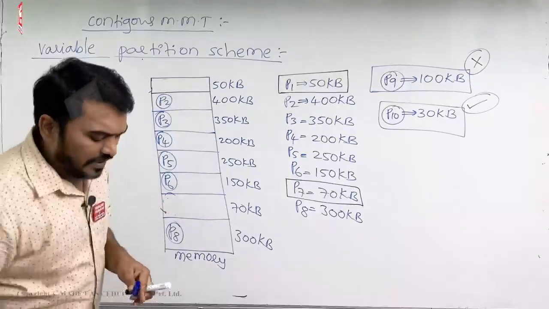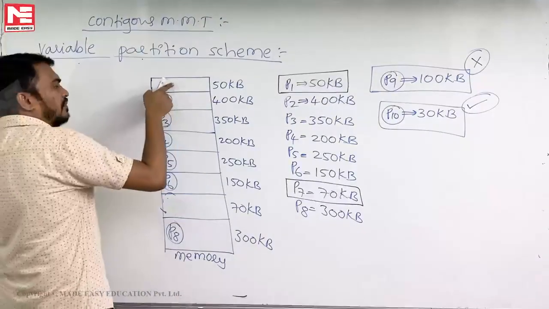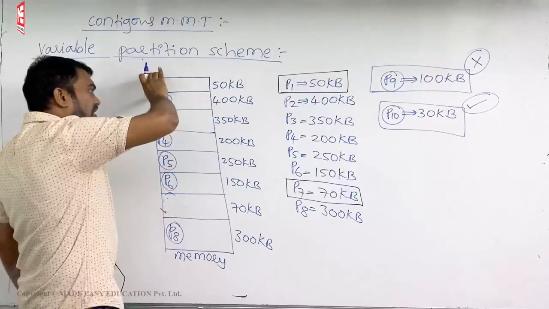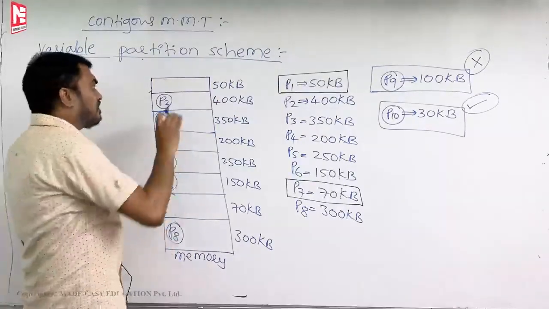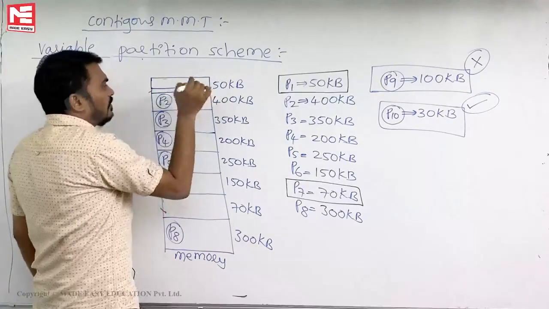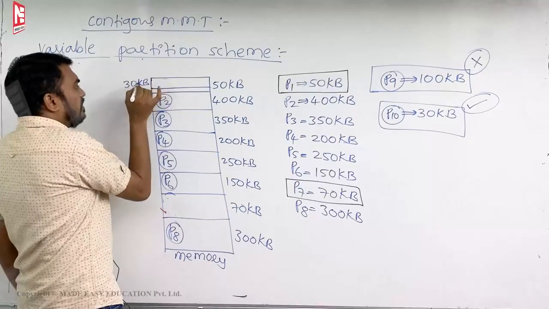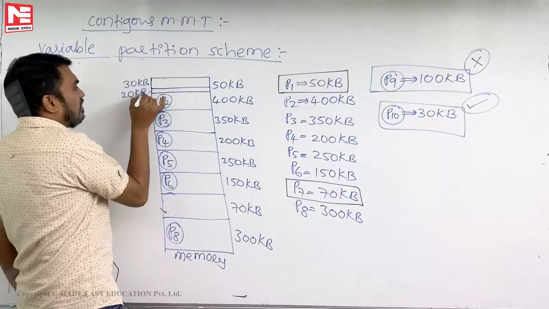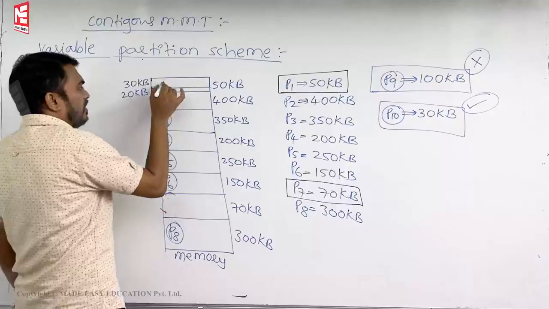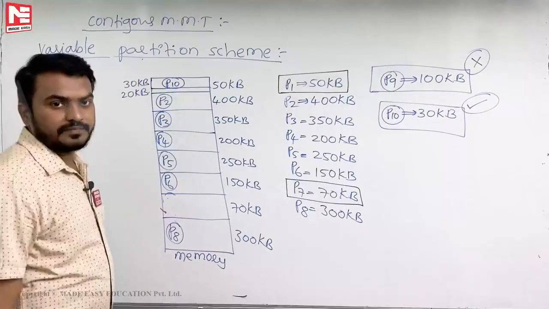Now remember, for example, I am accommodating here. यहाँ पे accommodate कर रहा हूँ. Now if I accommodate P10 here, then this 50 KB partition is divided into two parts: one is 30 KB and the other is 20 KB. क्योंकि उसको 30 KB चाहिए, so 30 KB का partition बनाओगे. इसमें आप P10 को accommodate करोगे.